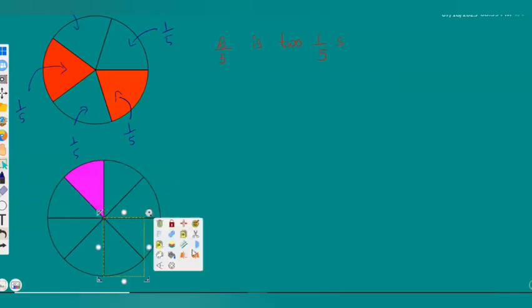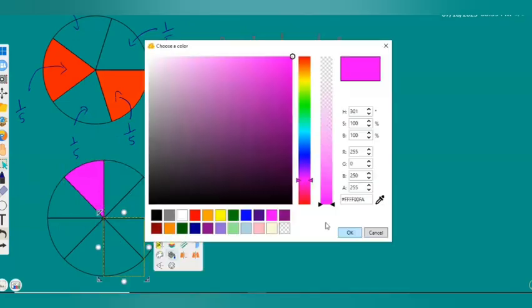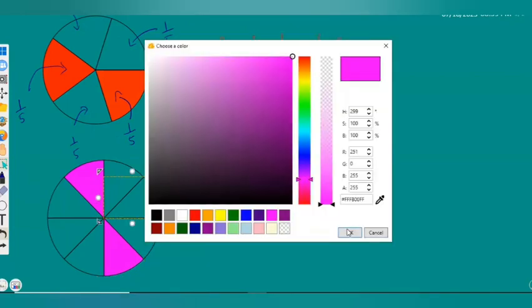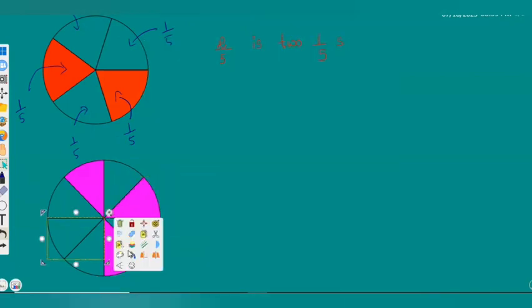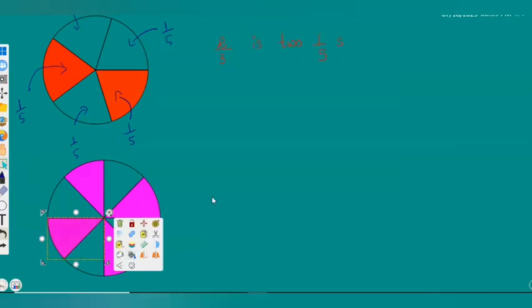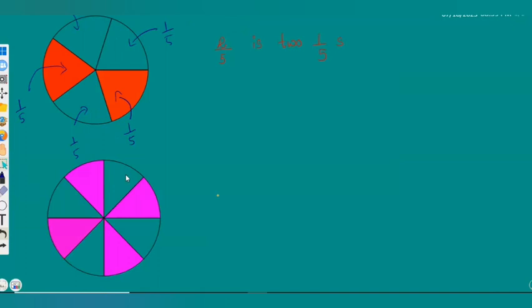Yes, there are 8 1/8s, no? 8. Then this is 1/8.